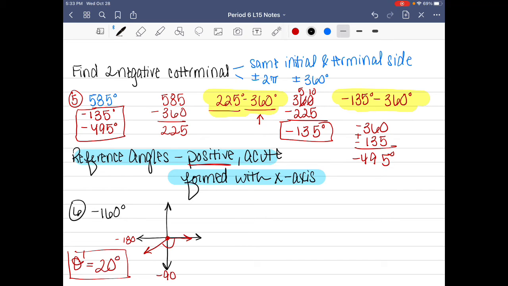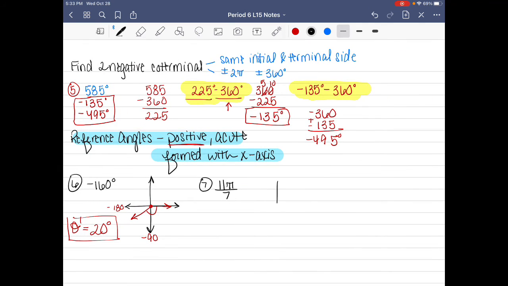All right, I think the degree ones are easier. What we really need some practice with is the radian one, 11 pi over 7. All right, let's draw it in standard position. And just like we did with number 3 or 4, I want to relabel these axes, right? So this is pi over 2, this is pi, this is 3 pi over 2, this is 2 pi. If you can remember, we took the time in class to write this with denominator 7.